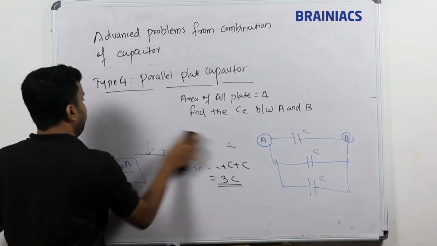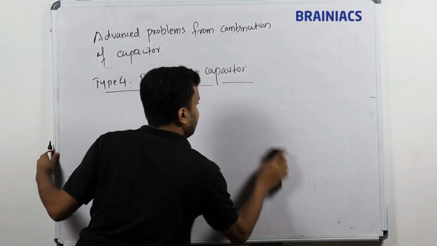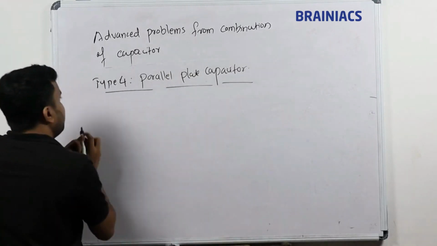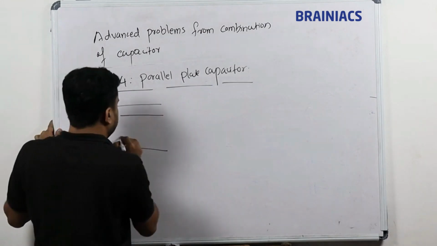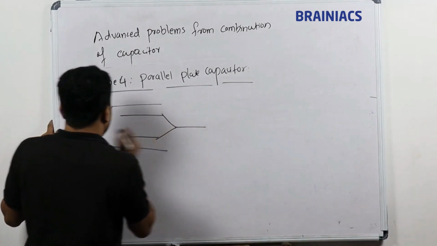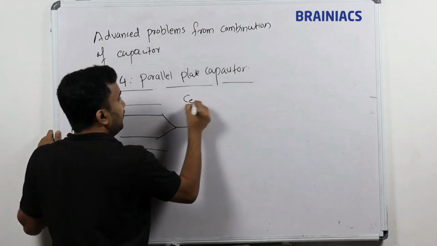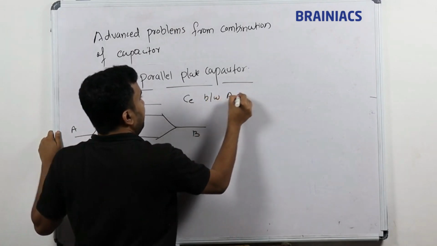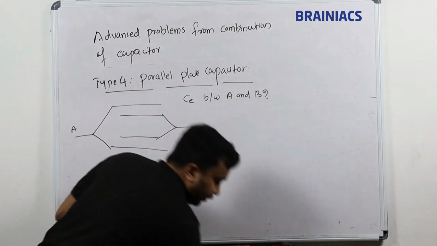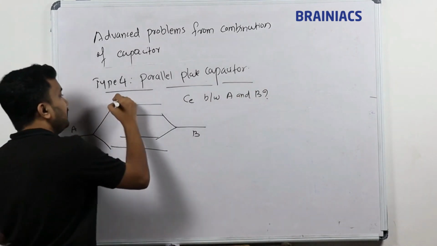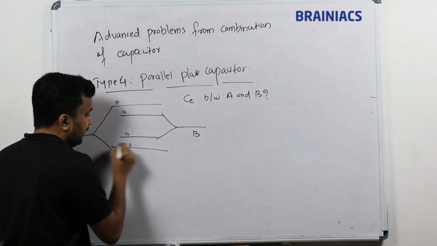Okay, we'll do another model and see whether we get the correct answer. Let me take another model, slightly different. Find the equivalent capacitance between A and B. What you need to do is give a name to each plate. This plate is A, this plate is B, this plate again B, this plate again A.